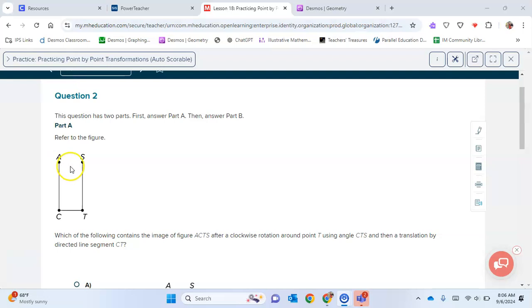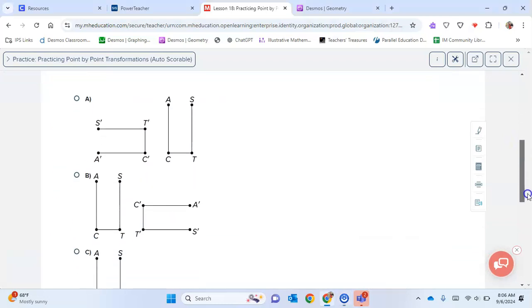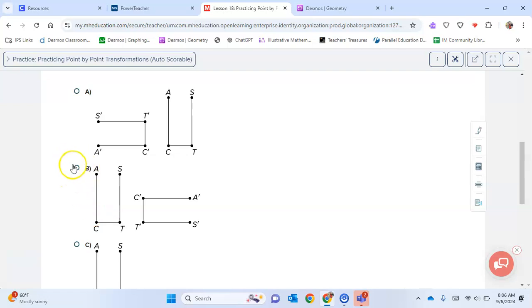So if we move it clockwise 90 degrees, it would face right, and then if we move it in the CT direction, we would move it right. So we rotate it right 90 degrees, and then we move it right. So the answer choice is B. You can see they rotated 90 degrees, and then they moved it right.